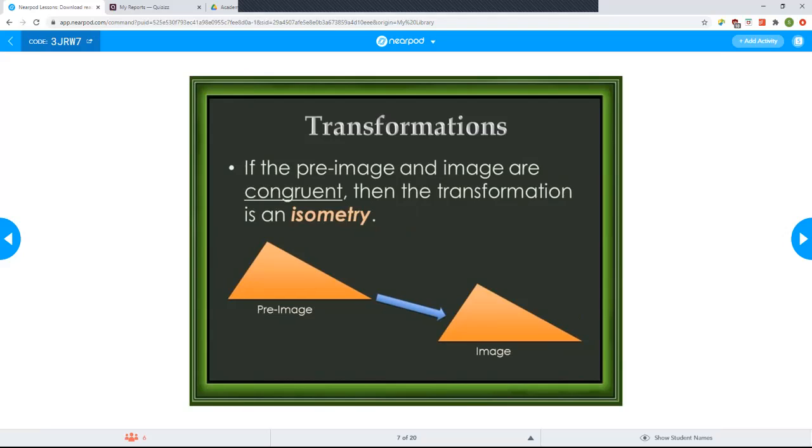Transformations. If the pre-image and the image are congruent. Now remember, I talked about congruency. Congruent means equal, so they're the same. Then the transformation is an isometry. So in this case, you can see this triangle, it's shifted down to here, but it's the same basic triangle. I could pick up the image and put it on top of the pre-image and they would line up exactly. That's isometry.